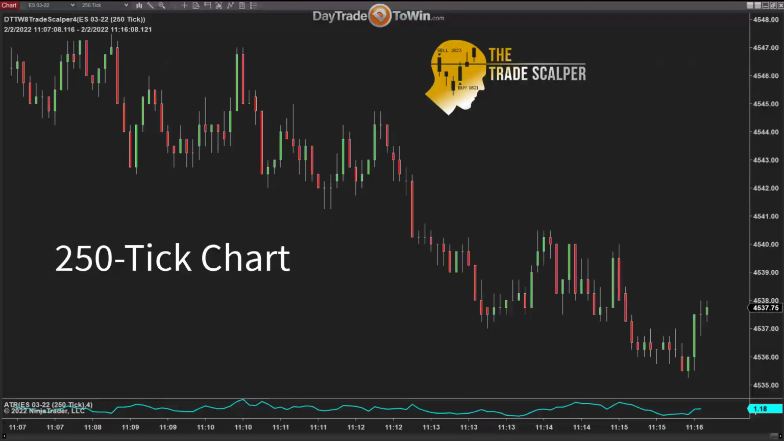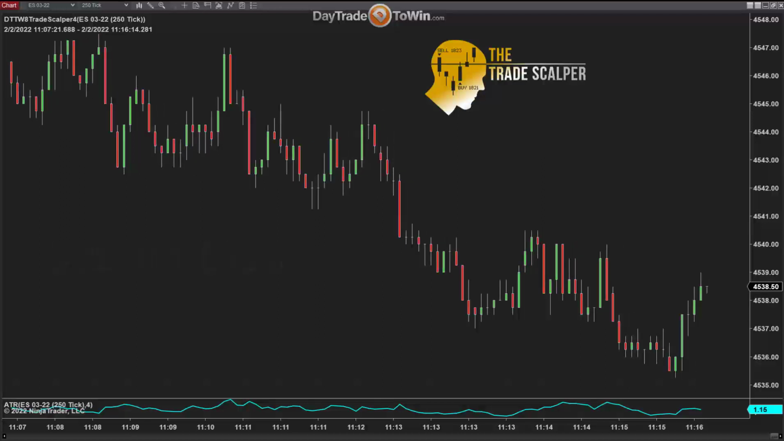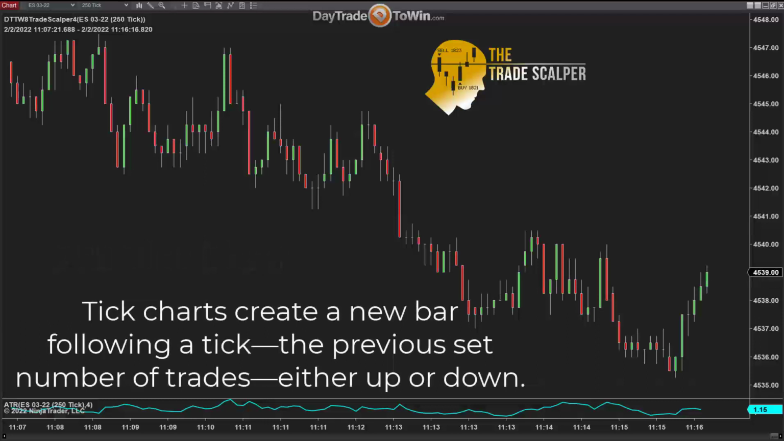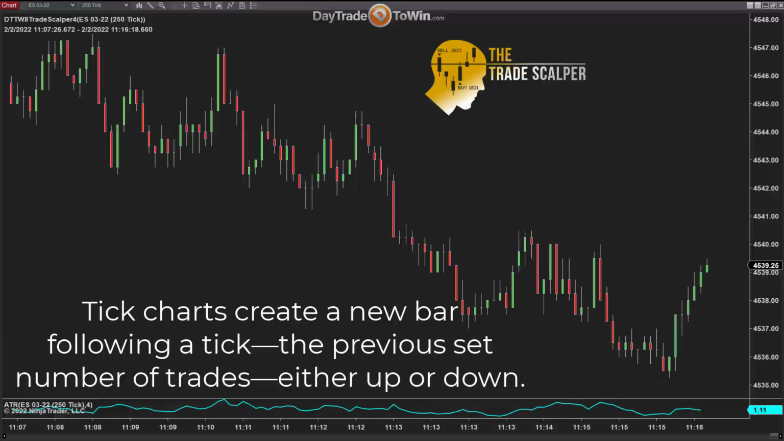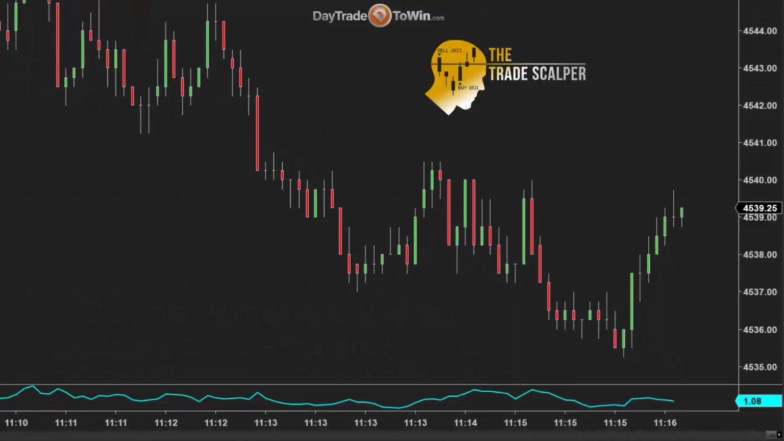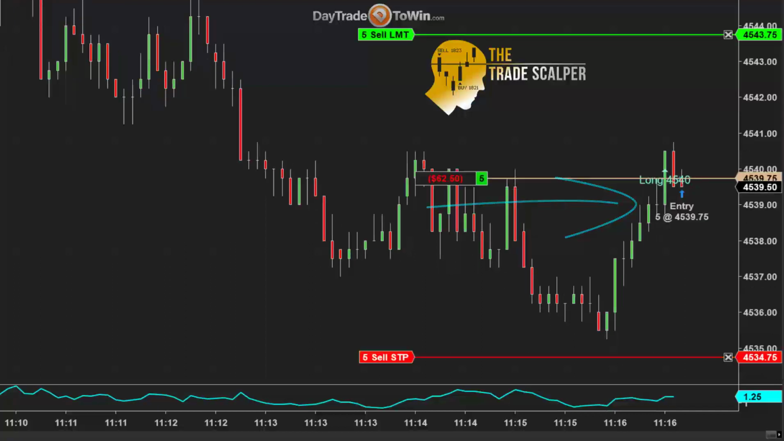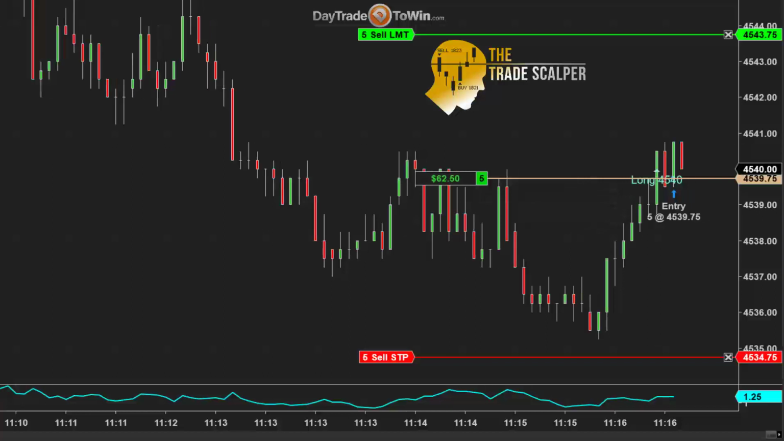So every time 250 transactions occur, we have a new candle appear. Now using the Trade Scalper software, it processes this information differently. It's not looking at time. There's no element of time whatsoever. It's only processing if the market goes up or down and the number of transactions that occur. So 45.40 using the Trade Scalper software has just occurred, providing an order here to the long side.